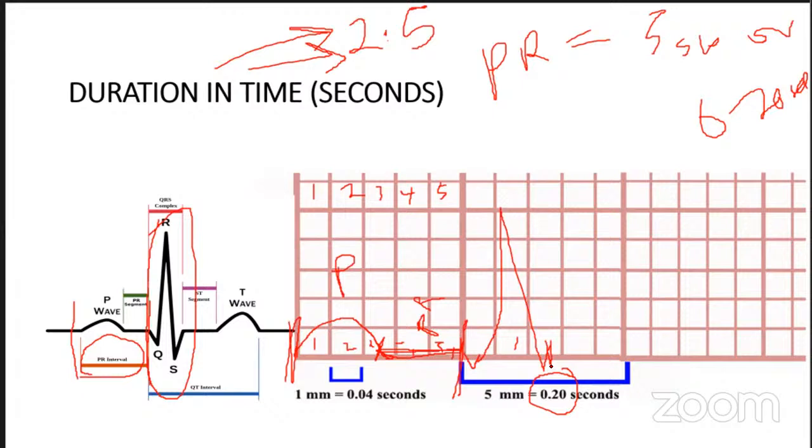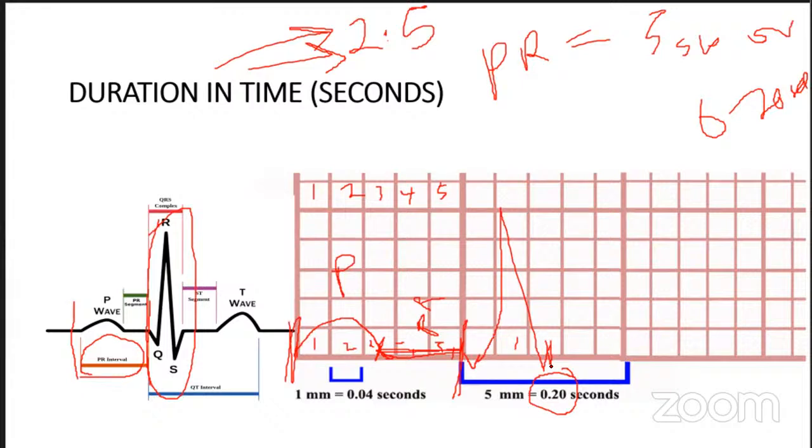Now, we always want our QRS complexes to be less than 2.5 small boxes. Most textbooks will say it shouldn't be more than 3 small boxes. If it is more than 3 small boxes, then we are going to say that QRS complex is what? Wide. So again, I want you to remember that. If the QRS complex is more than 3 small boxes, that's when you will hear it's a wide QRS complex. If it's less than 3 small boxes, then we're going to say the QRS complex is what? Narrow.